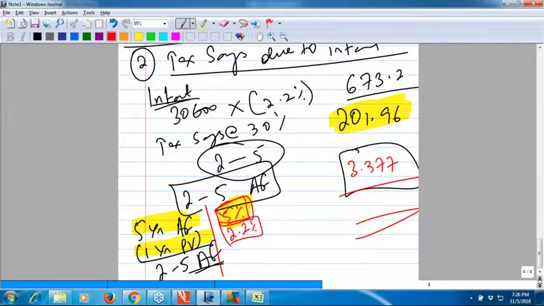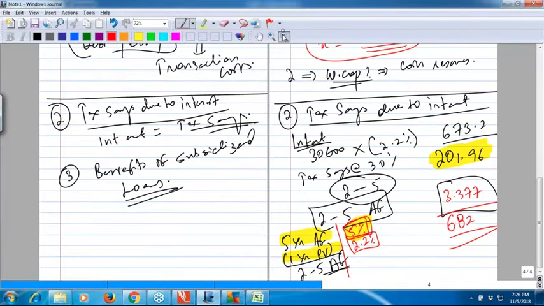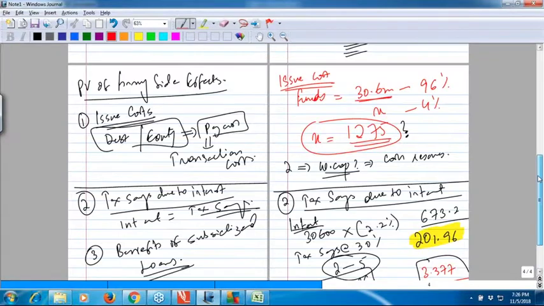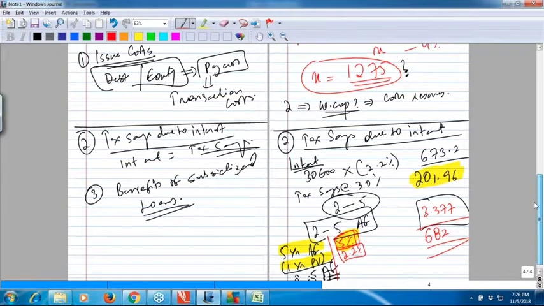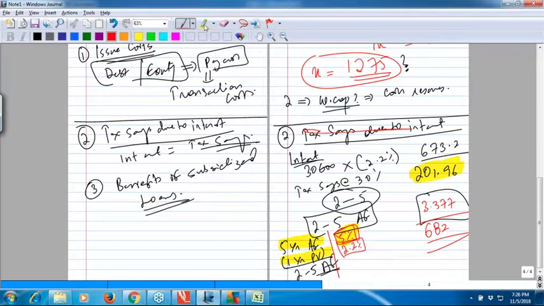So this is going to be 201.96 into 3.377. So it is going to be 682. Now what next is there? Up till now, when we talk about the financing side effects, what have we done? We have calculated the issue cost. We have calculated the tax saving due to interest. We now need to move forward and discuss further.